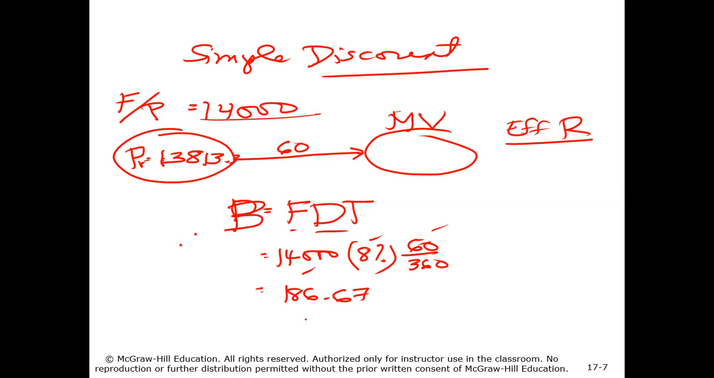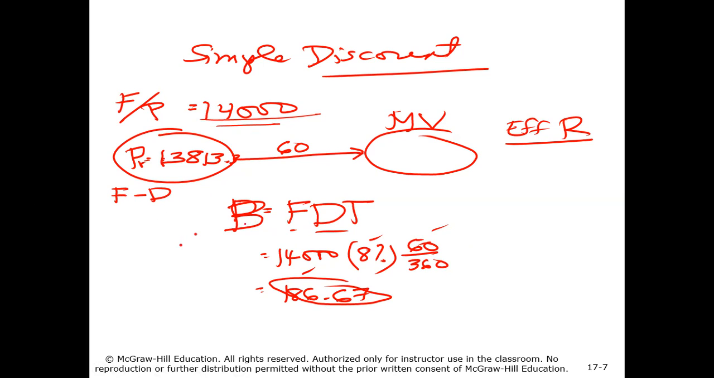How did you get the 13,813 again? It's the face value minus the discount. Our discount is 186.67, so this will be subtracted from the face value. Thank you, Kurt, for that question. So 14,000 less 186.67, you get 13,813.